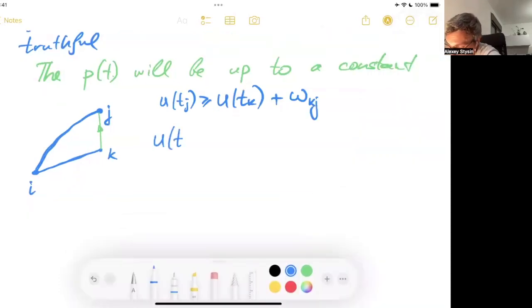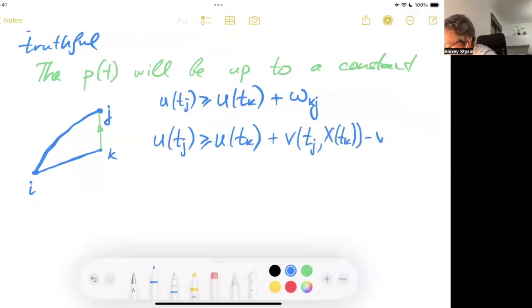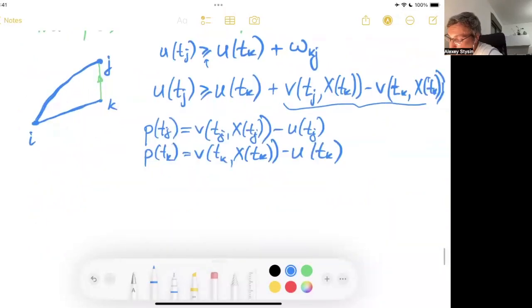This is going to be u of tj greater or equal than u of tk, plus v of tj x of tk minus v of tk x of tk. So again, this inequality here is by definition, because traveling from I to j in an optimal way, the largest weight path, is no worse than going optimally to k and then going directly from k to j. And what I did here is I expanded this definition of the weight. So now let's use our definition of the prices here.